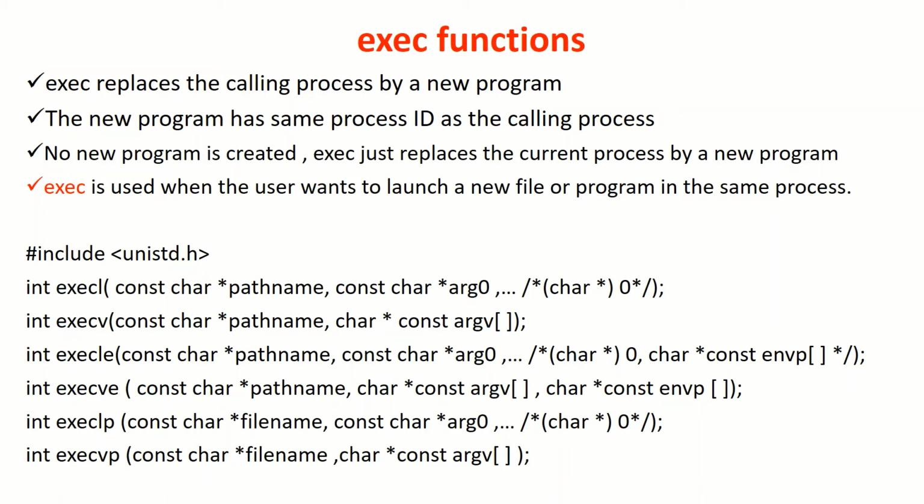exec is used when the user wants to launch a new file or program in the same process. Unix systems provide a family of functions that replaces the execution context of a process with a new context described by an executable file. The names of these functions start with the prefix exec followed by one or two letters. Therefore, a generic function in the family is usually referred to as an exec function.